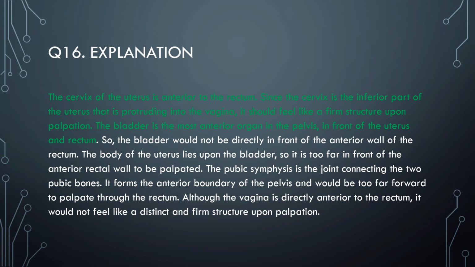Pubic symphysis is the joint connecting the two pubic bones. It forms the anterior boundary of the pelvis and would be too far forward to palpate through the rectum. Although the vagina is directly anterior to the rectum, it would not feel like a distinct and firm structure upon palpation.